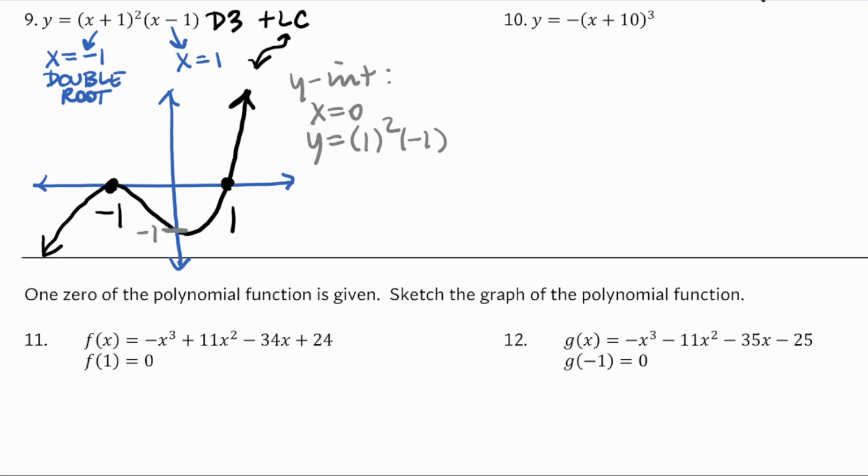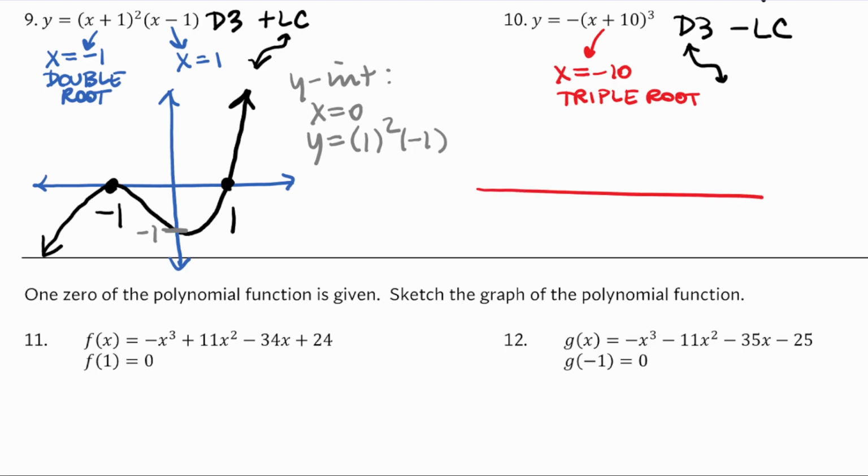Then this one, negative x plus 10 cubed. Okay, so this is a degree 3 polynomial with a negative leading coefficient. And it only has the one x-intercept, that's x equals negative 10, which is a triple root. In some sense, it's going to look like y equals negative x cubed. So we go over here, label that negative 10. So it's coming from above, it's got a triple root, so it's sliding through and then it's going down.